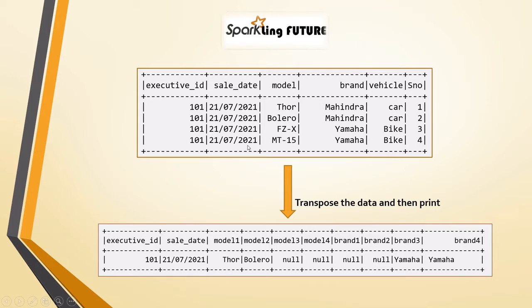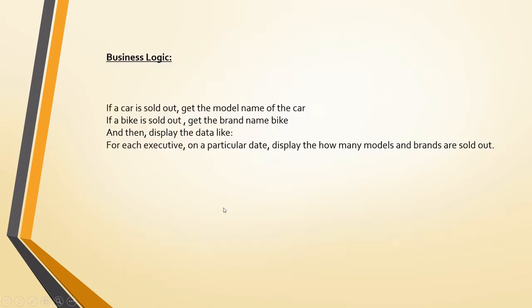So they want to transpose the data in this model, like for each executive ID and group by sale date, for the particular date, we have to showcase how many models he has sold, and what are the brands he has sold. So for this also they have a business logic. If a car is sold out, then get the model name of the car.